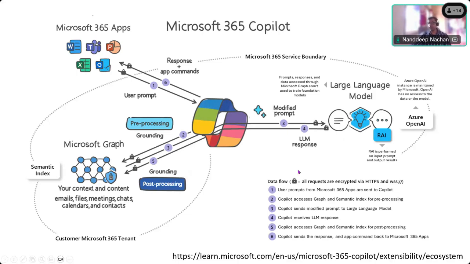Then that modified prompt is sent to the LLM. It gets the response, and once it gets the response, it doesn't pass it on as it is, but applies RAI, that means responsible AI, on top of that, so that we can detect that there is no harmful content in the prompt as well as in the response. And when it processes everything, it gives that response back to the application.